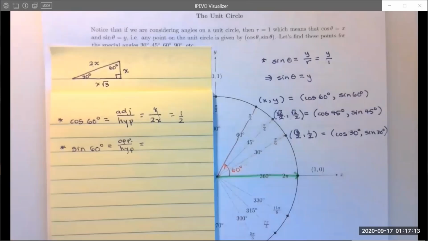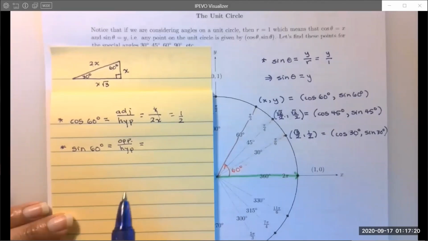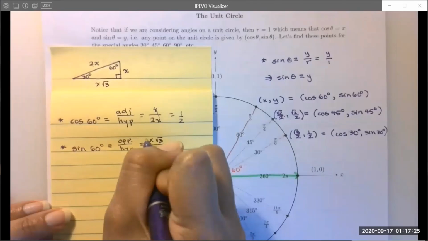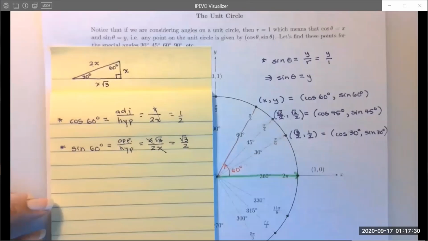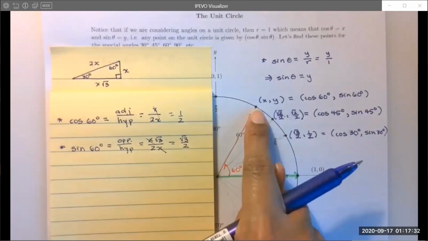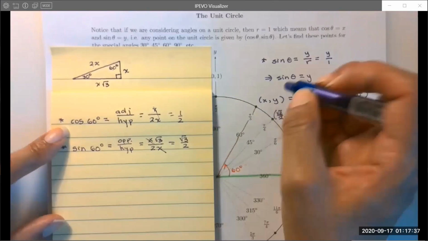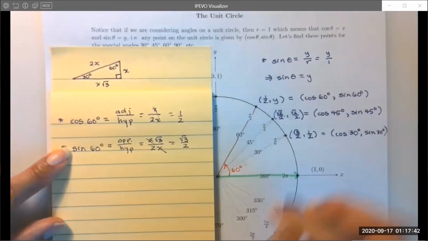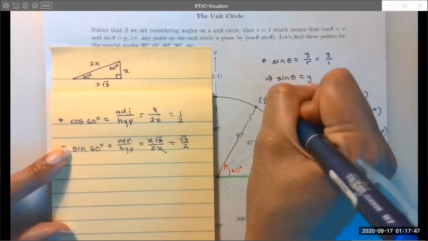So what would the opposite side to 60 degrees be? X radical 3 over 2x. Yeah, good. X radical 3 over 2x. The x's will cancel, and we'll get radical 3 over 2. Good. So now we can replace x and y with these values. X was cosine of 60, so here we're going to have a 1/2. And sine of 60 is y, so we're going to get a square root of 3 over 2 for y.